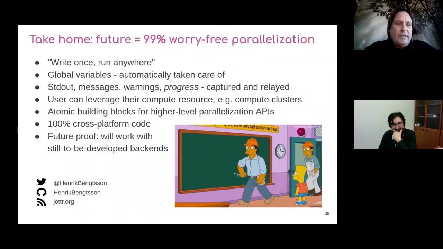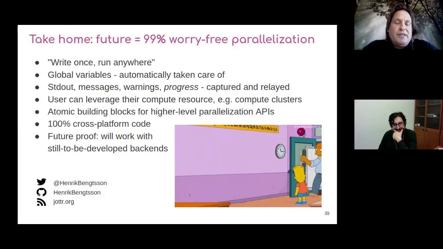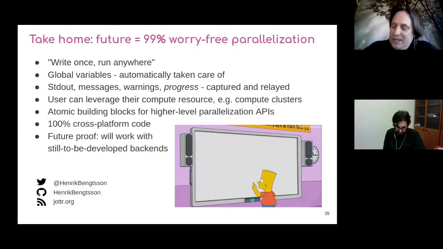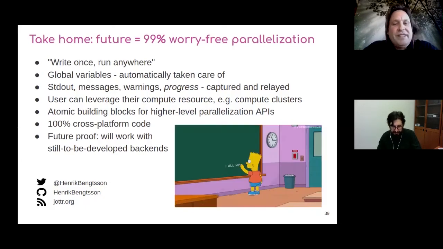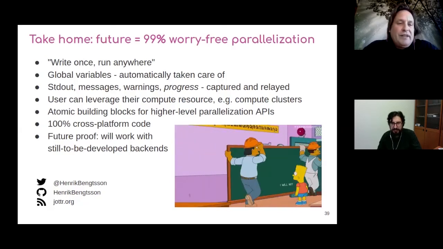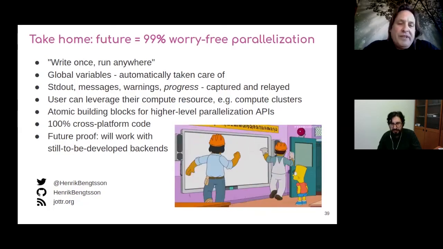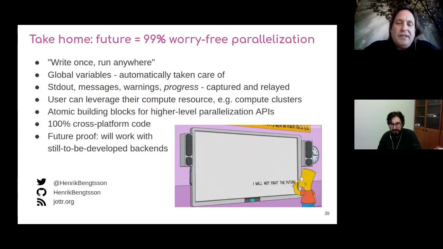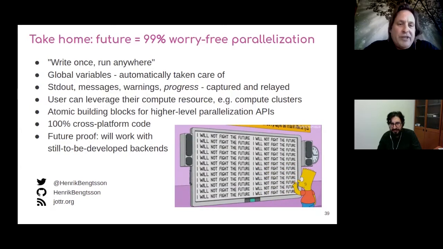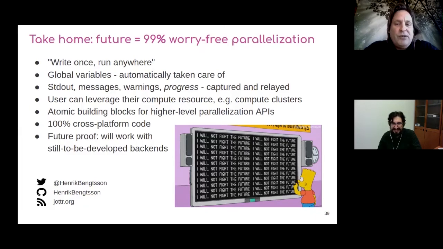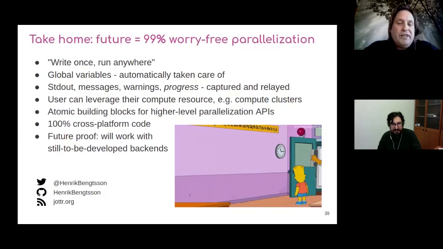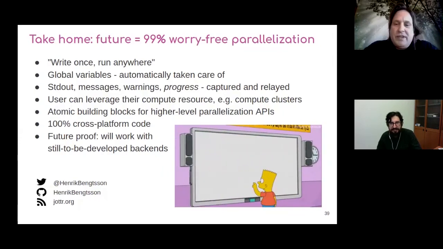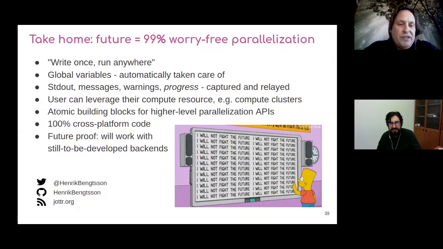Okay. So the take home here is don't be afraid of parallelization. And the future framework tries to make it worry-free. The motto is write once, run anywhere. Global variables should be automatically taken care of. There are corner cases you have to think of, but most of the time it works. Standard output messages, warnings, and also progress updates are captured and relayed back to your main R session.